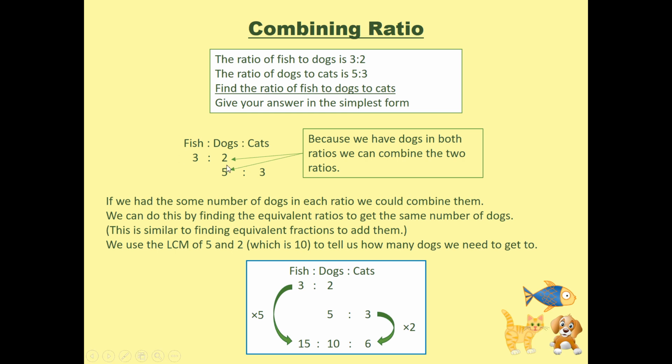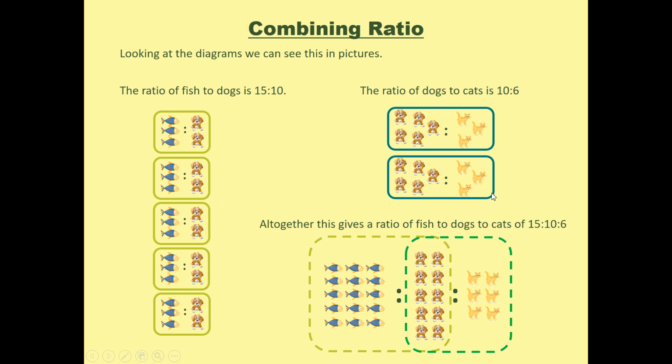So that first ratio, 3:2, to change that from 2 dogs to 10 dogs, we multiply it by 5. Gives us 15:10. For the second ratio, to go from 5 to 10, we need to multiply it all by 2, which gives us 10:6. And then we can just write that, as you see on the screen there, 15:10:6, all in one go. And we can see that in the pictures we've got here.